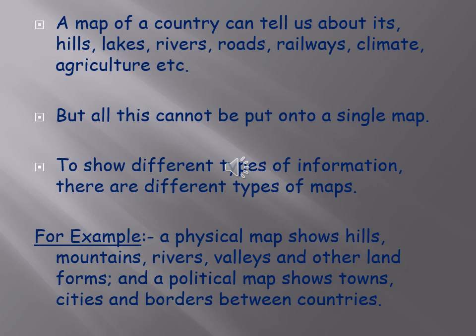All this we can't look at one time in one world map. Okay. For example, a physical map shows hills. Okay, it's the name of a map. A physical map shows only the hills, mountains, rivers, valleys, and other landforms. But a political map shows towns, cities, borders between the countries, etc. This is the difference between a physical map and a political map.